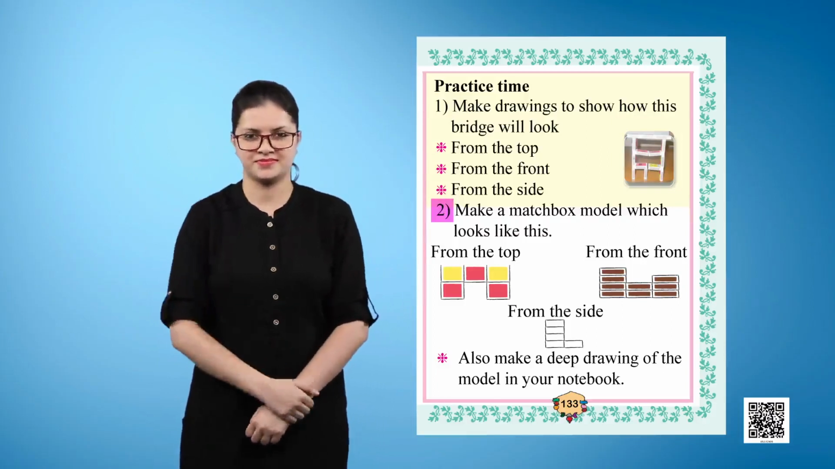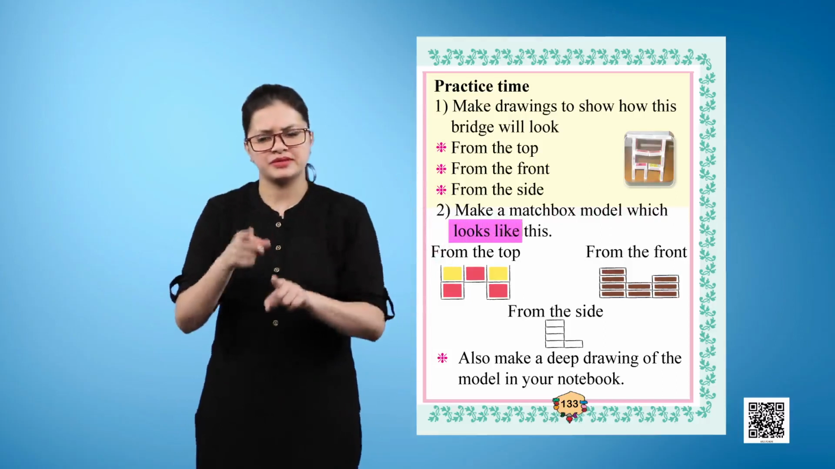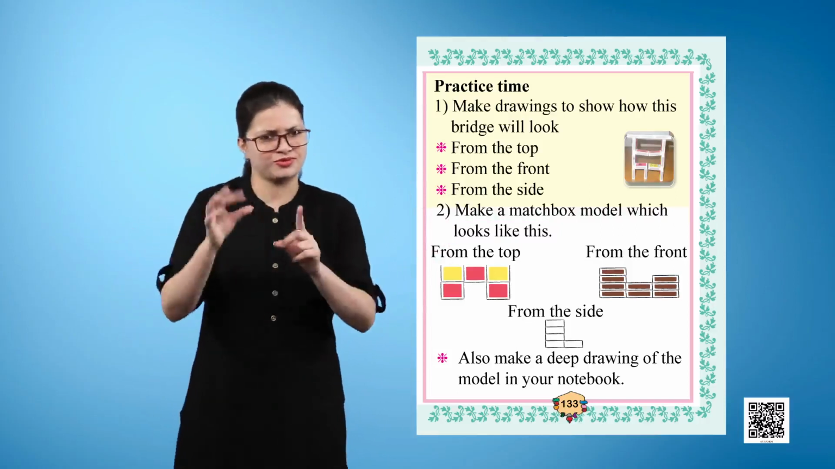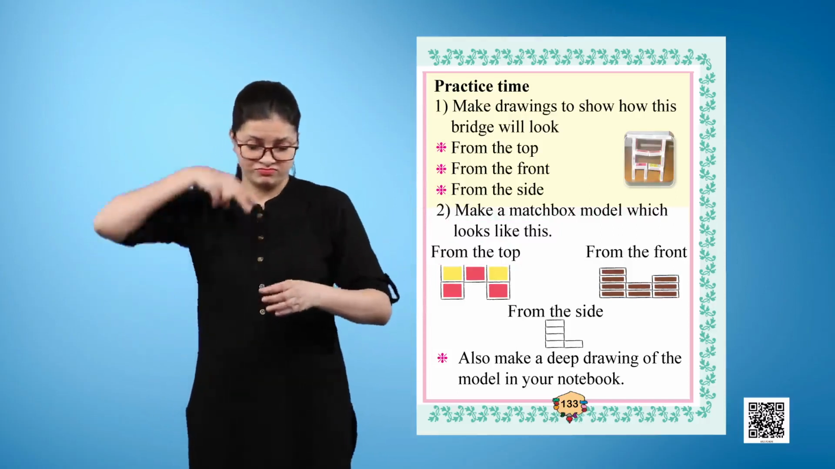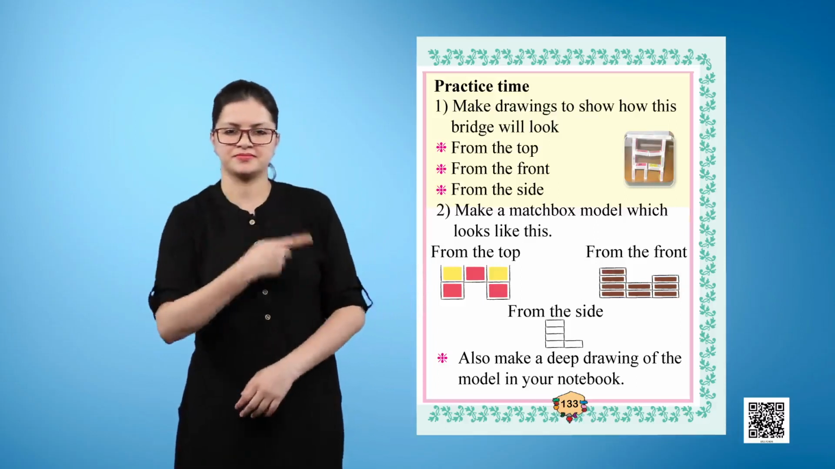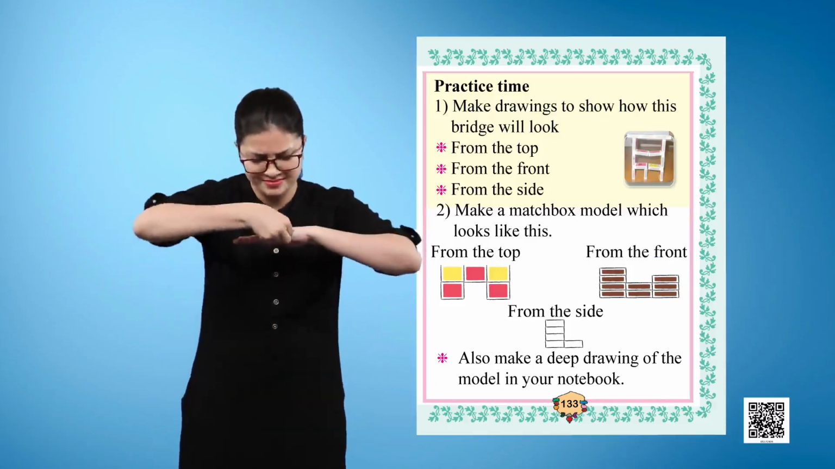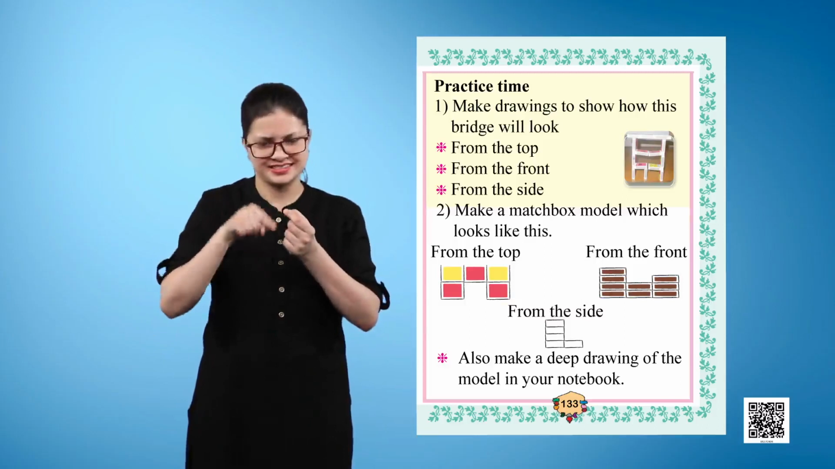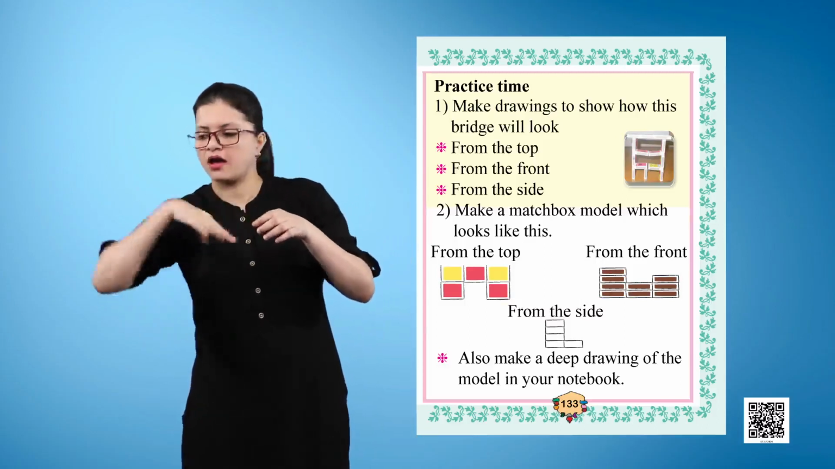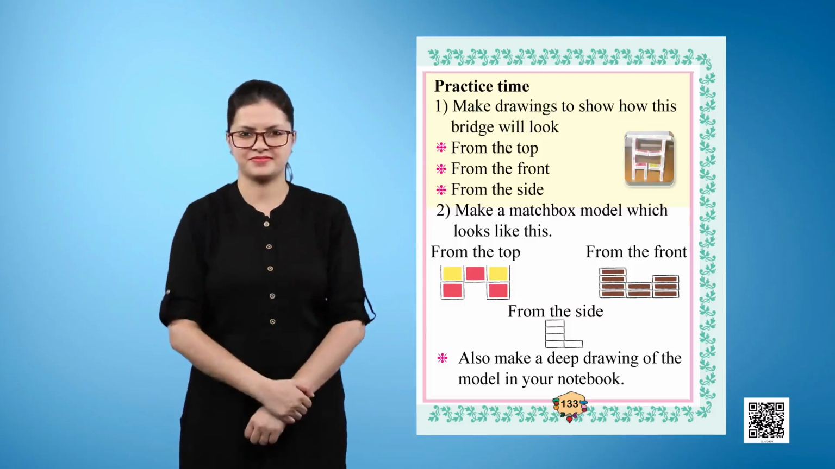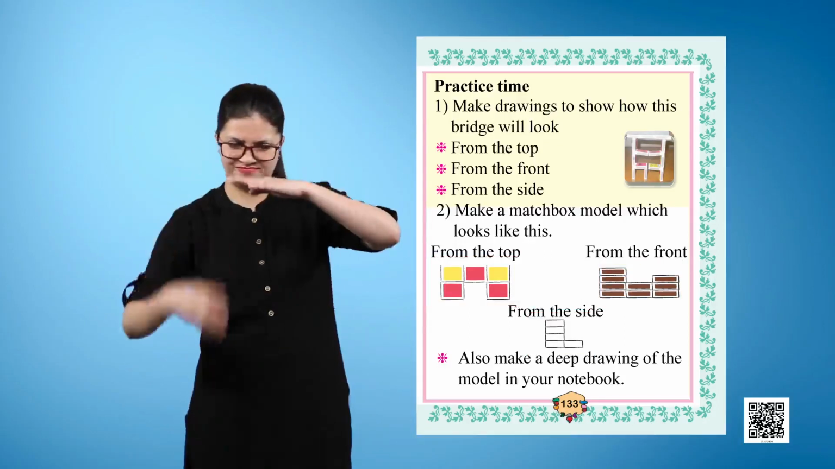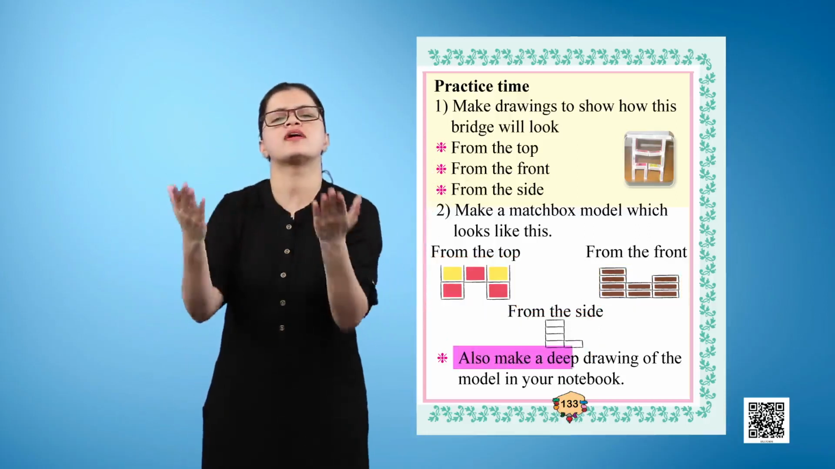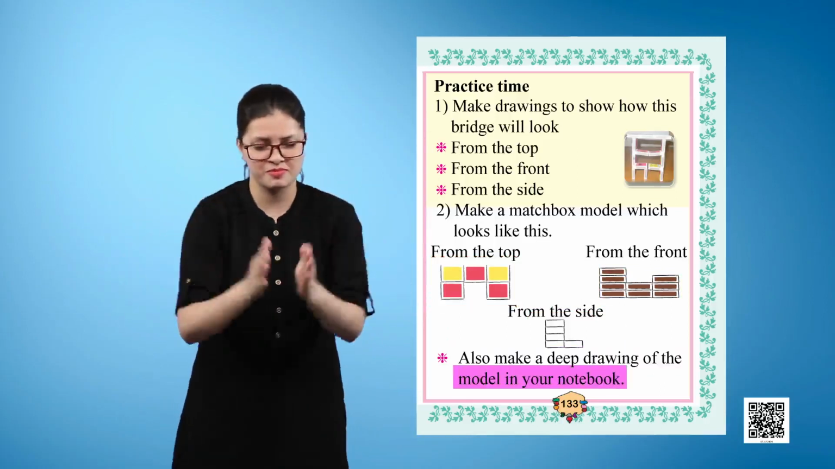2. Make a matchbox model which looks like this. From the top, from the front, from the side. We again have a matchbox model and the different views given from the different sides. Also, make a deep drawing of the model in your notebook.